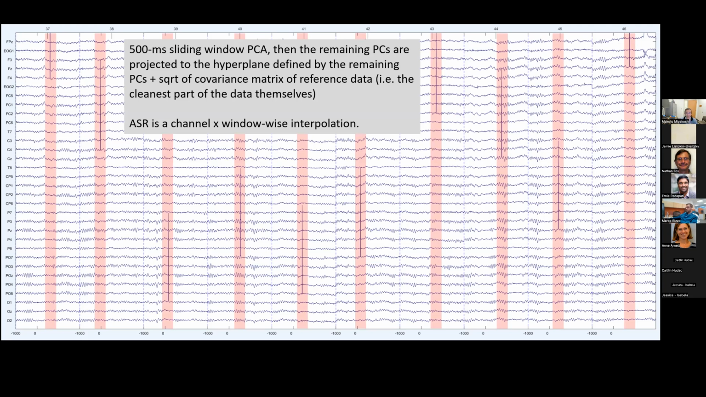And again, as I said, ASR also uses learned data, which is learned from the clean part of the data itself. So when it performs the interpolation, it's not only using the surrounding channels' data, but that surrounding channel data is rotated in a special way so that the result resembles the clean part of the input data itself. So it has such flexibility and adaptivity to each input data, like individualized interpolation, let's say.